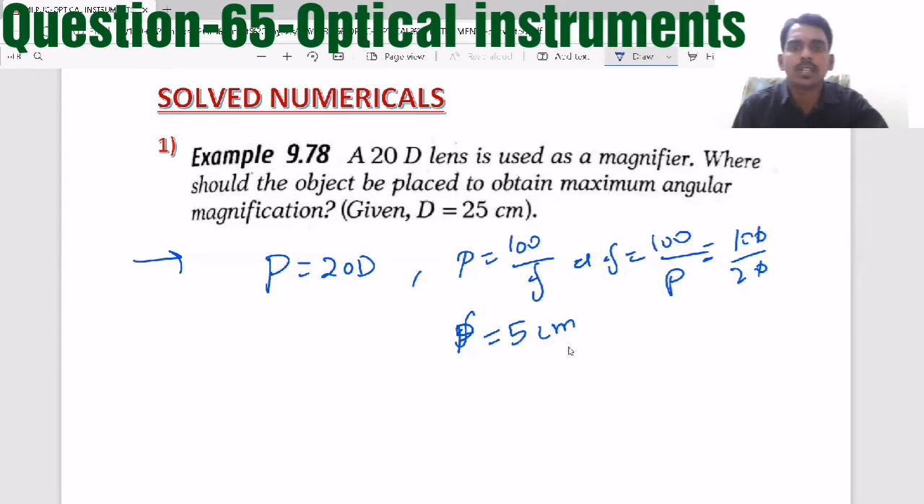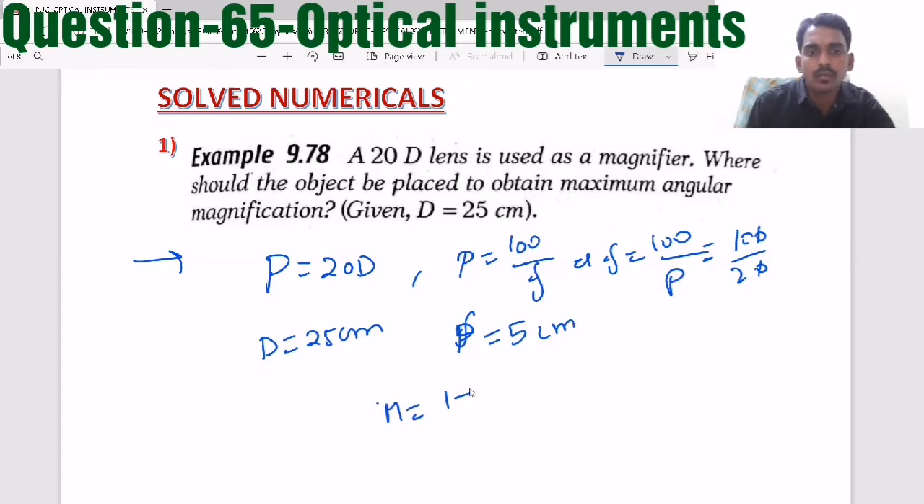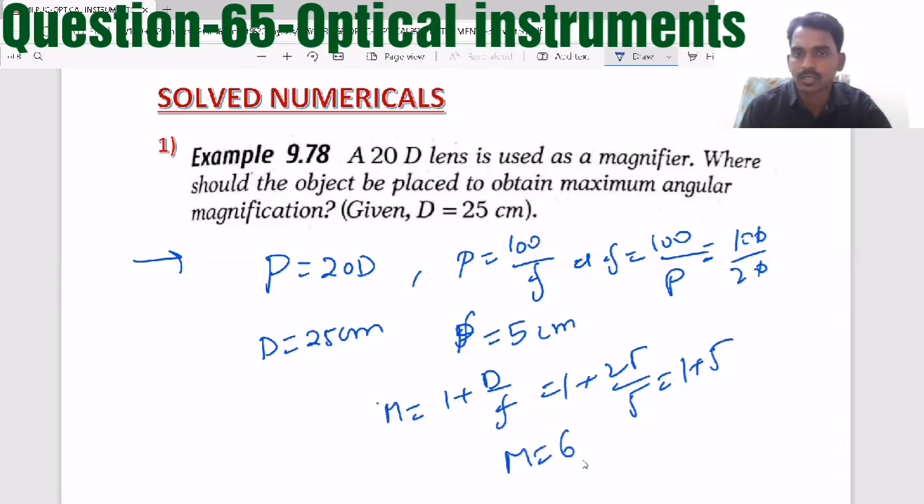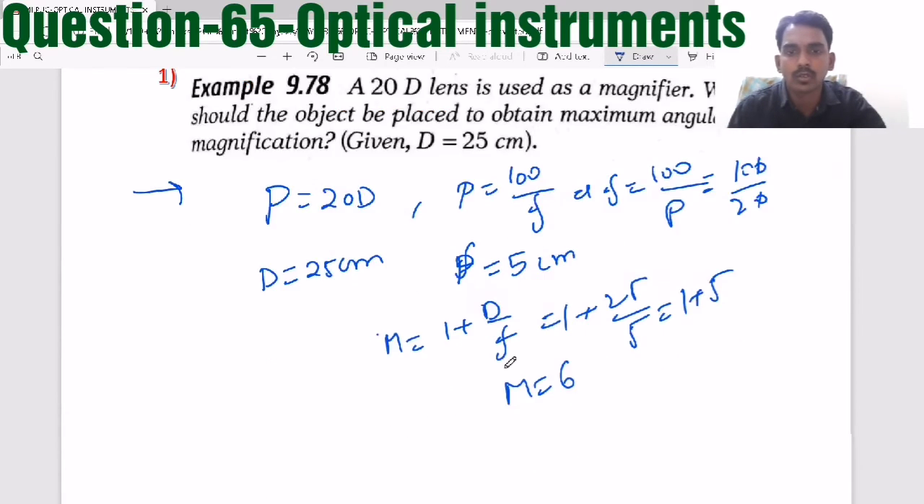Now, where should the object be placed to obtain maximum angular magnification? Given D equals 25 centimeter. So the magnification means 1 plus D by f. So 1 plus 25 by 5, so 1 plus 5. So the magnification will become 6. It is like a simple microscope. One single convex lens, nothing but a simple microscope.